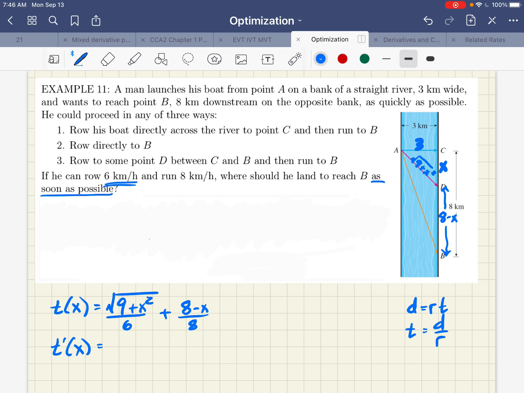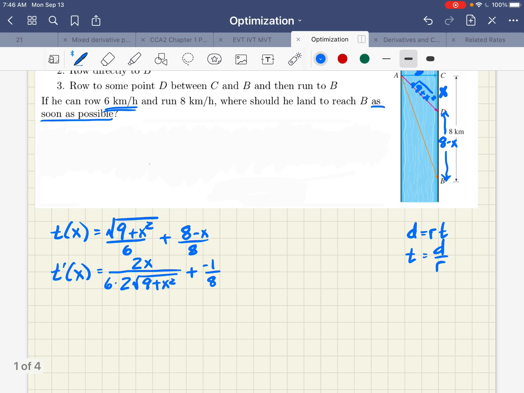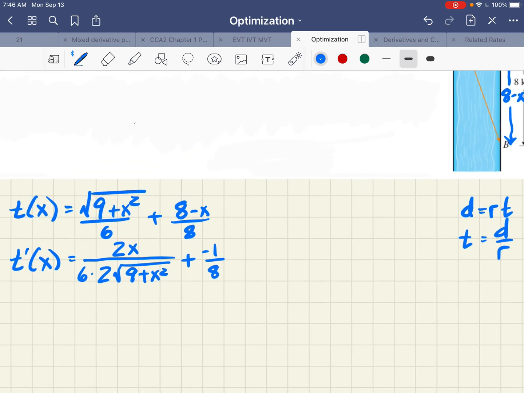So let's see, if I take this derivative, the derivative of the square root is 1 over 2 times that square root. And then I've got the chain rule for the derivative of the inside, which is 2x, and then that 6 is just hanging out in the derivative. And then plus the derivative of 8 is 0, the derivative of negative x is negative 1 over 8. So there's our derivative, the rate at which the time is changing.